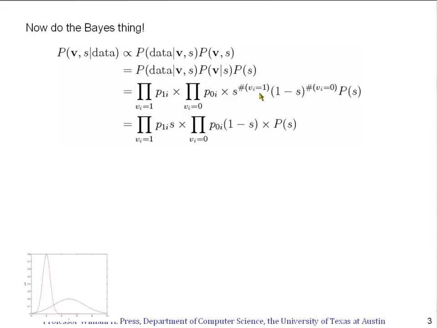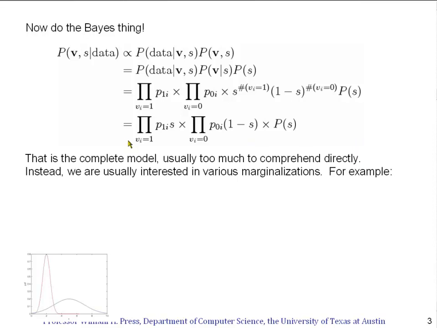And the reason I'm putting up with this weird notation is because it isn't going to last very long. If there are this many factors, I can just put them inside the product here because that's exactly the number of terms in the product. And similarly, I can distribute these factors into the product here. So this is the answer. This is the complete Bayesian model for the probability of any particular assignment and any particular value of S jointly.